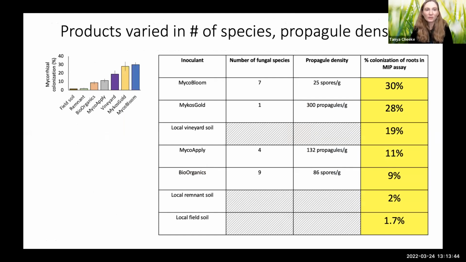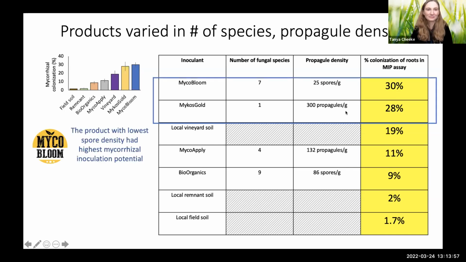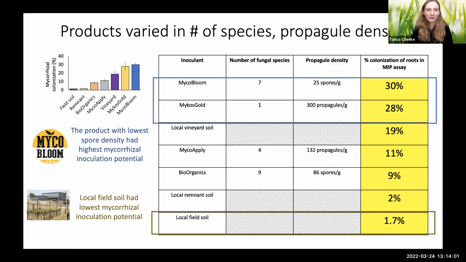So what we found was that these products varied quite a bit in the number of species, the propagule density, and the percent colonization of roots, which had pretty much nothing to do with how many propagules were there to start with. The product with the lowest spore density had the highest inoculation potential, and the local field soil had the lowest mycorrhizal inoculation potential of all. So this is an example of where, if you were interested in using mycorrhizal fungi, this could be a good place to use inocula.